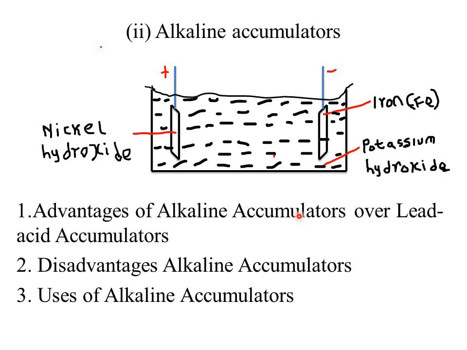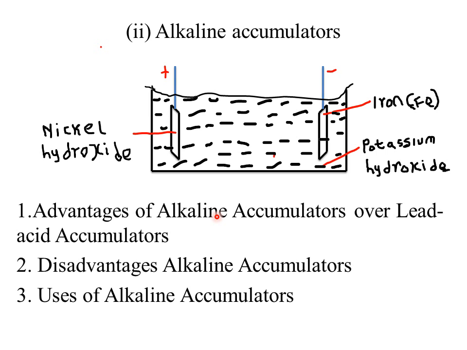Unlike the lead acid accumulator, we saw it actually had high maintenance. So lead acid accumulator is very difficult to maintain, but alkaline accumulators require very little attention to maintain. Then the last advantage of alkaline accumulator over lead acid accumulator is that alkaline accumulators are very light. They are more portable than the lead acid accumulator. That is, alkaline accumulators can be easily carried from one place to another.